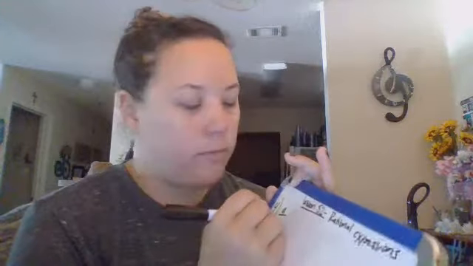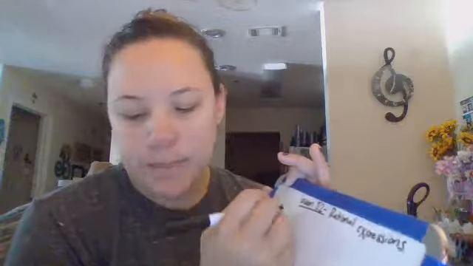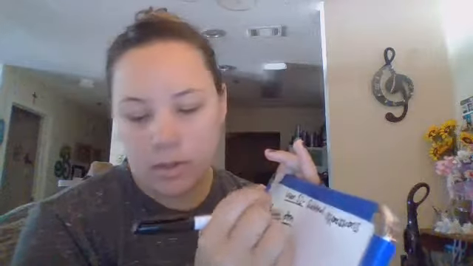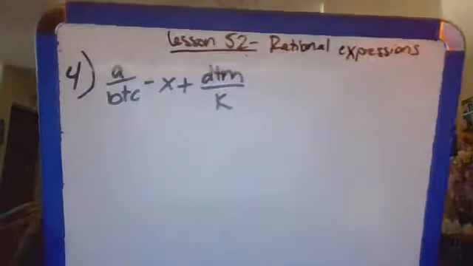All right. So it's going to be a over b plus c minus x plus dtm over k. So a over b plus c minus x plus dtm over k. Right, so the common denominator is going to be k(b plus c). I'll do it down here.